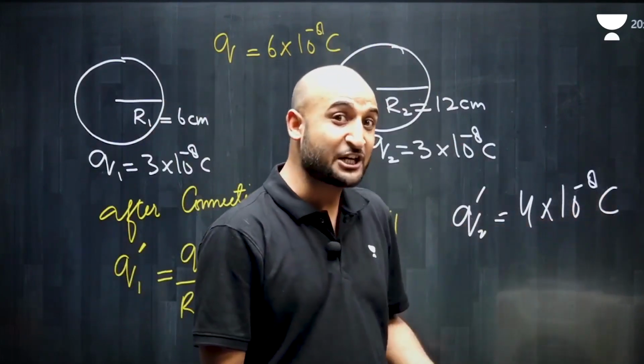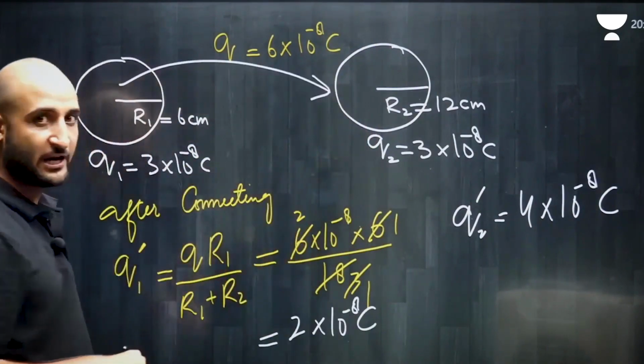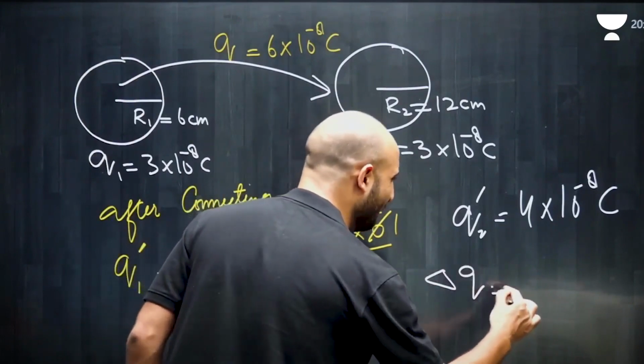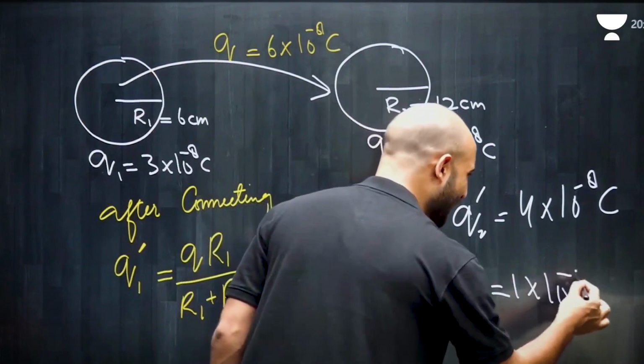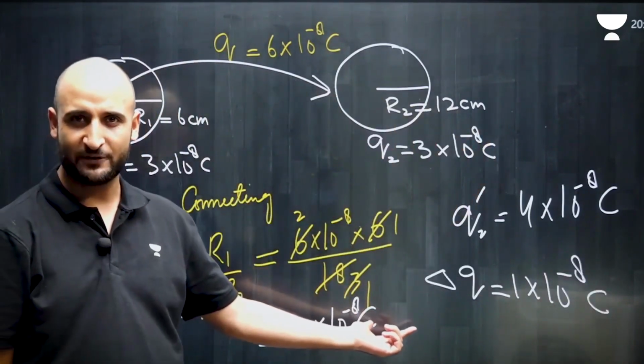So what's the direction of flow? The direction of flow is from this sphere to this sphere. And what is the amount of flow? I call it delta Q. Delta Q will obviously be 1 into 10 power minus 8 coulomb. That is the amount of charge that has transferred.